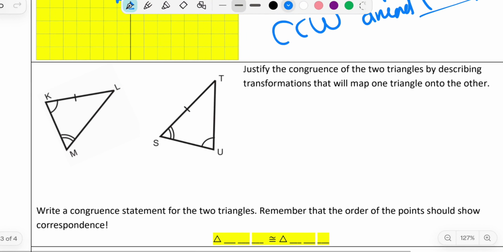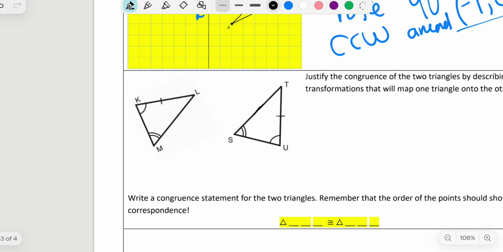Wait, there's actually something here I need to fix. Okay, guys, last question. We can do this.